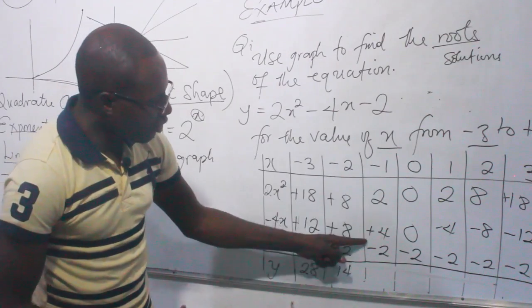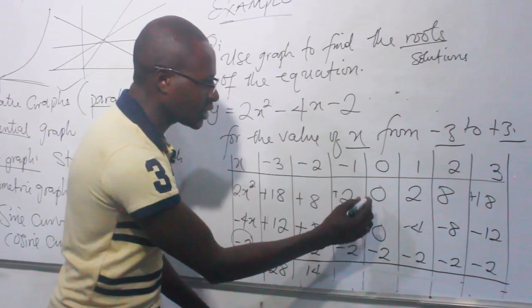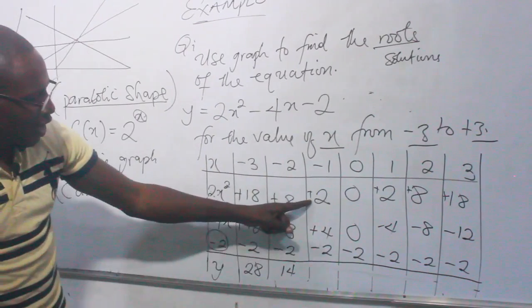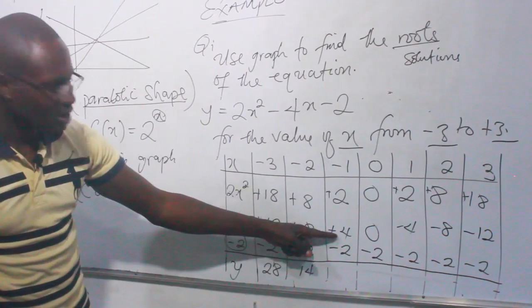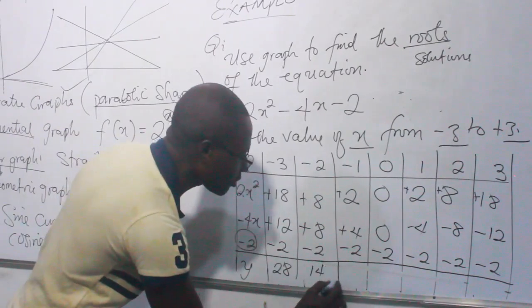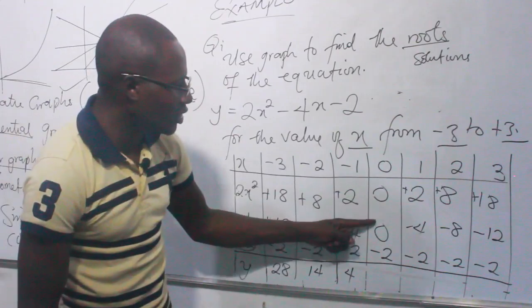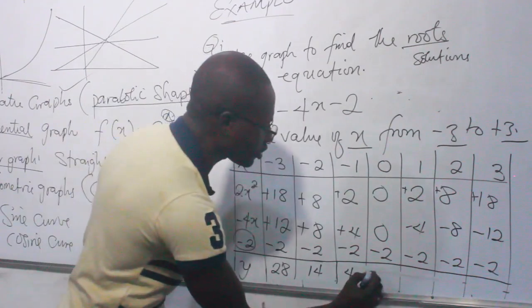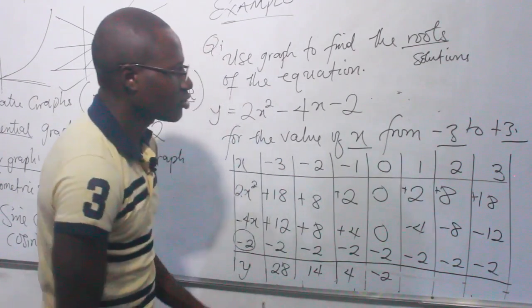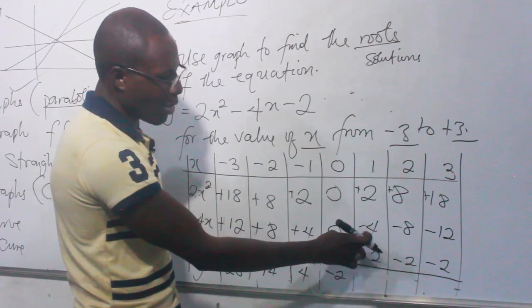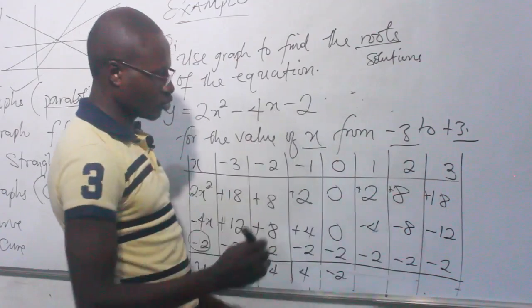Plus 2 plus 4, if you like, write it down. Plus 2 plus 4 is plus 6. Plus 6 minus 2 will be plus 4. 0 plus 0 is 0, minus 2 is minus 2. Then minus 2, minus 2, minus 2.